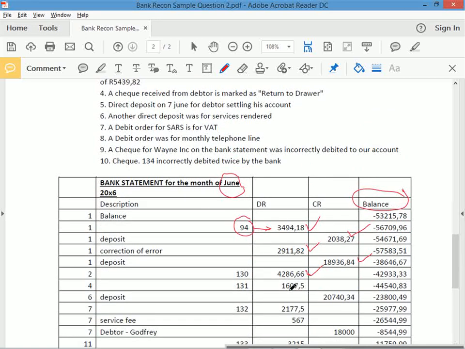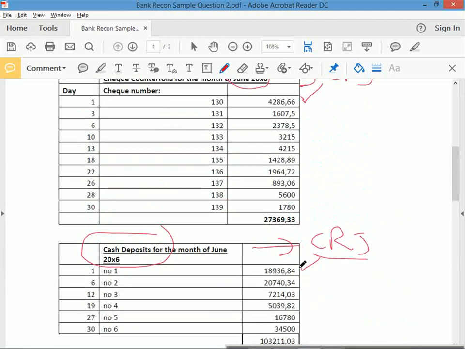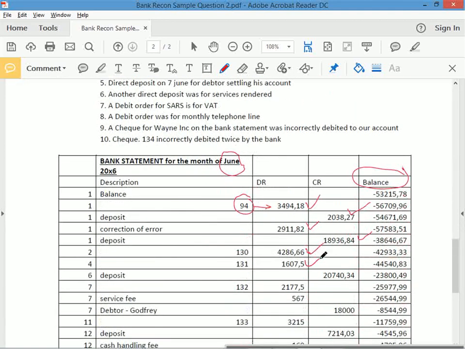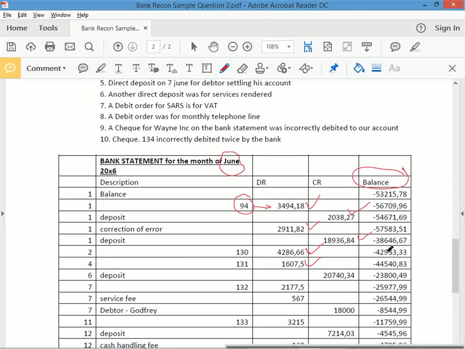Then I've got 131. I can see that's a payment. 1,607.50. Is it here? 1,607.50. It is. Tick that. Tick this. Your books and the bank's books are 100% correct. Next, another deposit. 207.40. Is it there? Yes, it is. There's the receipt. 2,074.034. There it is. Tick. Happy with that.